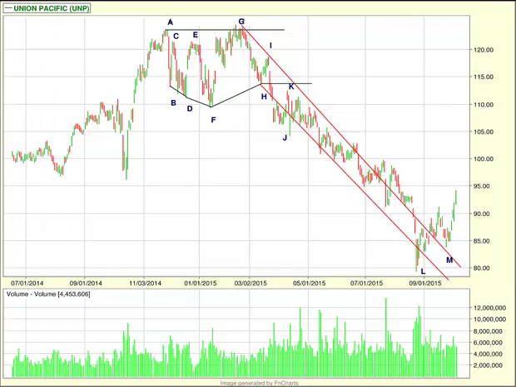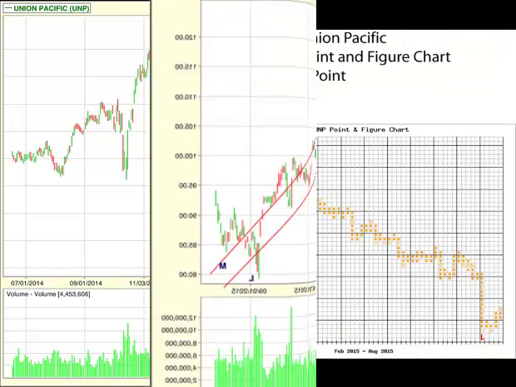Point and figure charts also work beautifully when a stock is going through distribution prior to a reaction. Union Pacific provides an excellent example. Union Pacific rallied to point A and went through distribution. The distribution ended with an upthrust at point G. Upthrusts do not need to be tested, and Union Pacific reacted to point H. The reaction was a sign of weakness. The subsequent rally to point I was a last point of supply. This was the place to take a count on Union Pacific's point and figure chart.